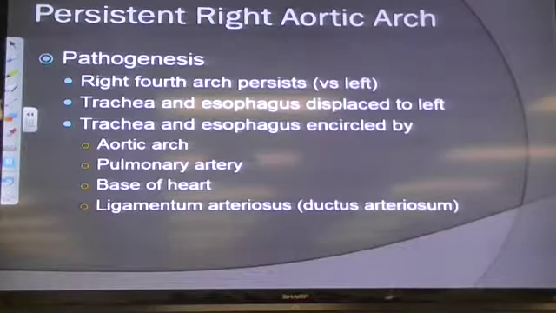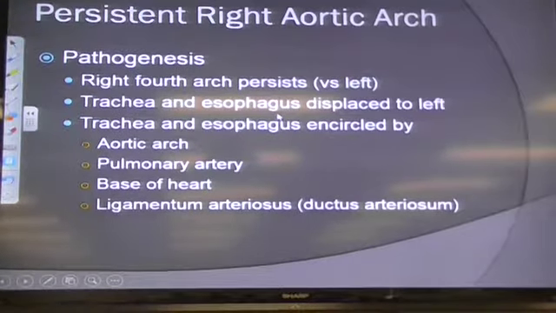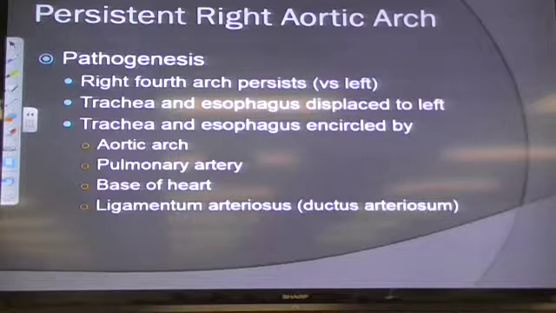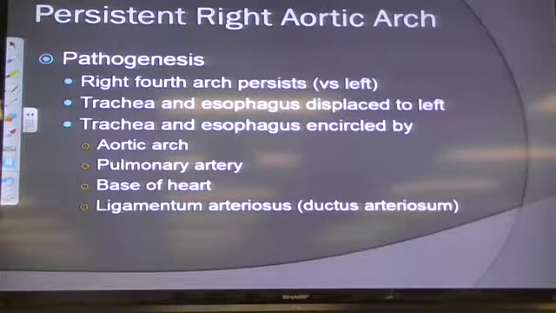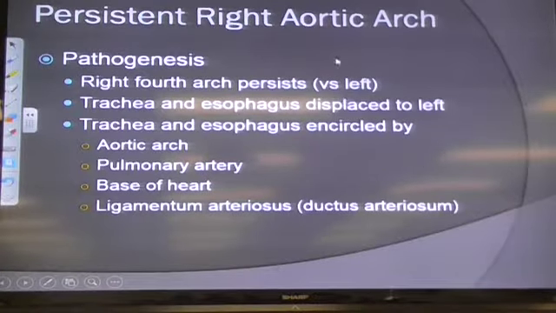All right, so persistent right aortic arch. The pathogenesis is that normally, and just think about the aorta being on the left, the left aortic arch persists, but in this case the right aortic arch persists, which is where the problems happen. And this is all embryologically when your heart and great vessels are forming, and you have two arches that are there, and one of them goes away, degenerates, involutes, and it's a normal embryological process. But normally, the right one goes away and the left one persists.